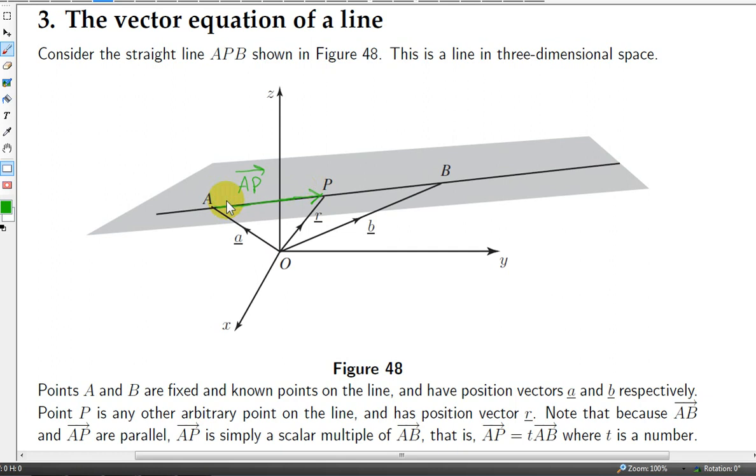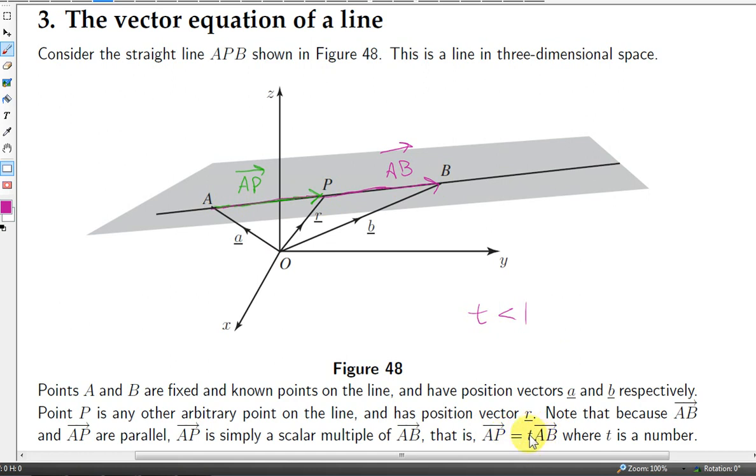Notice that vector AP is pointing in the same direction as vector AB. If one vector points in the same direction as another vector, then that vector is a scalar multiple of the other vector. So in other words, vector AP is a scalar multiple of vector AB. So AP is equal to some real number T times vector AB. Now actually for this picture here we can see that T is less than 1. AP looks like it's about a half vector AB.